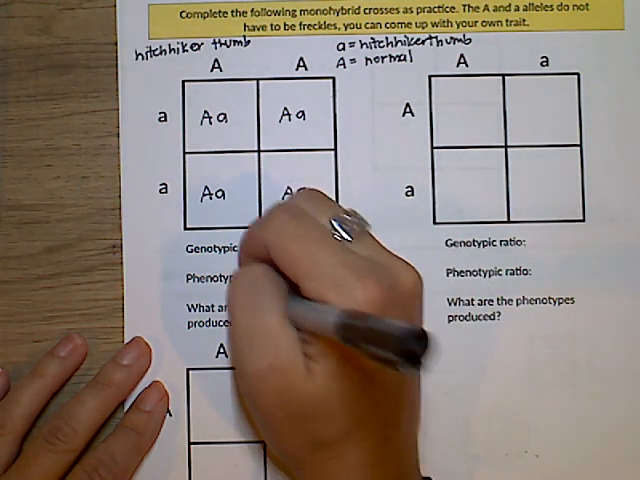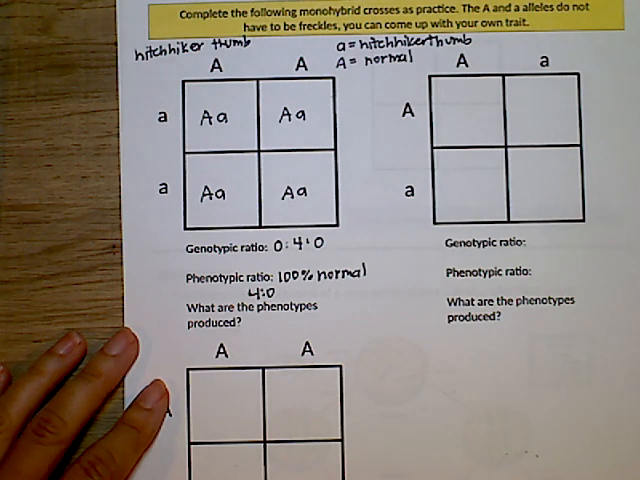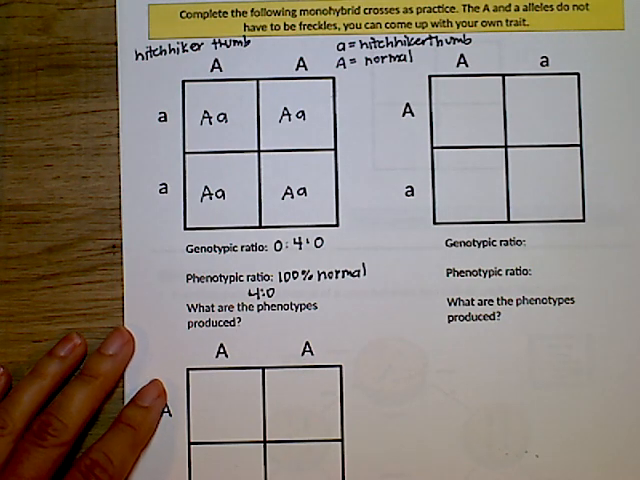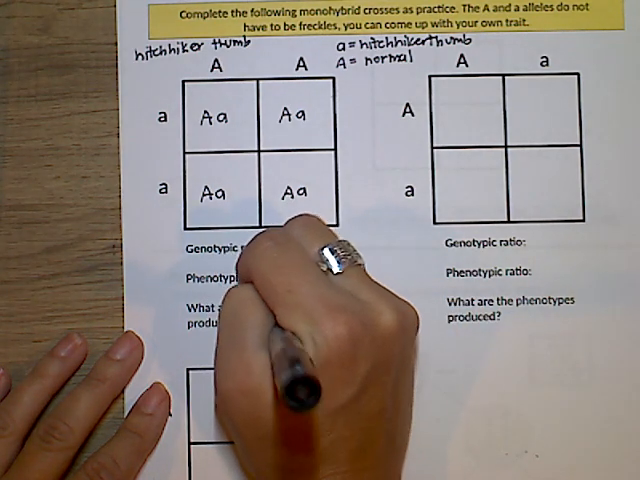Or you could say 4 to 0. And so what phenotypes are produced in this Punnett square is only normal thumbs.